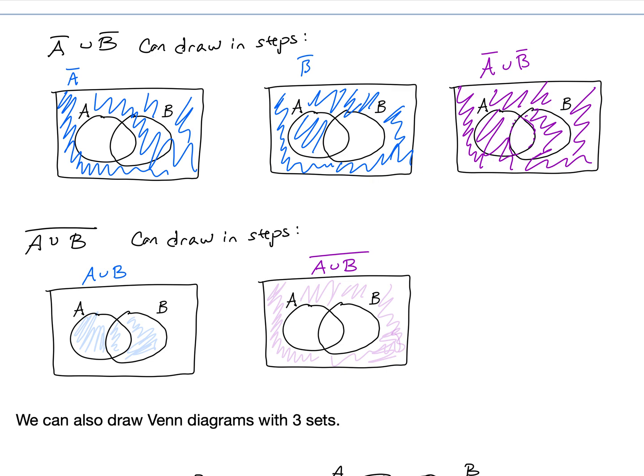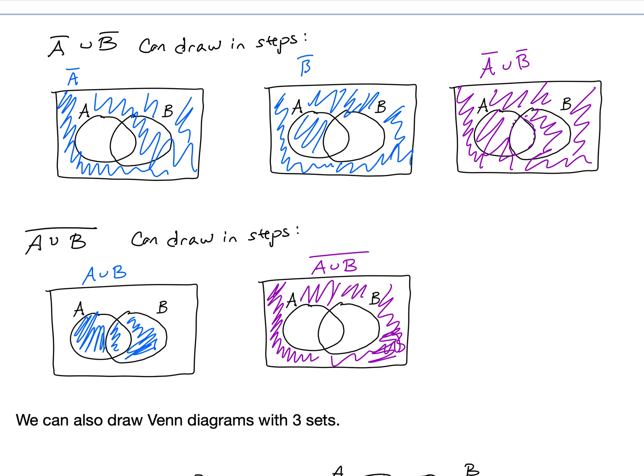All right, how about A union B complement? So again, we could draw that in steps. We could first draw A union B. So A union B, as we saw before, is drawn in this way. And so A union B complement, everything outside of A union B, would be given as this set. So everything outside of A or B or both.